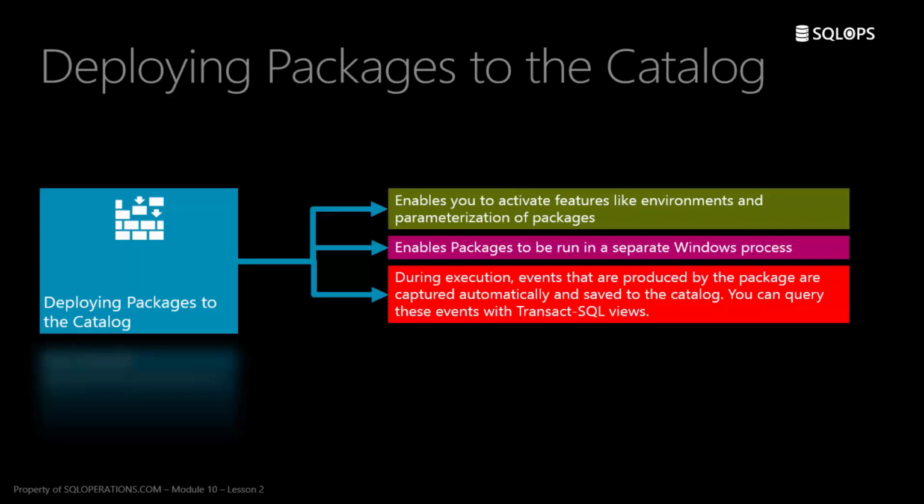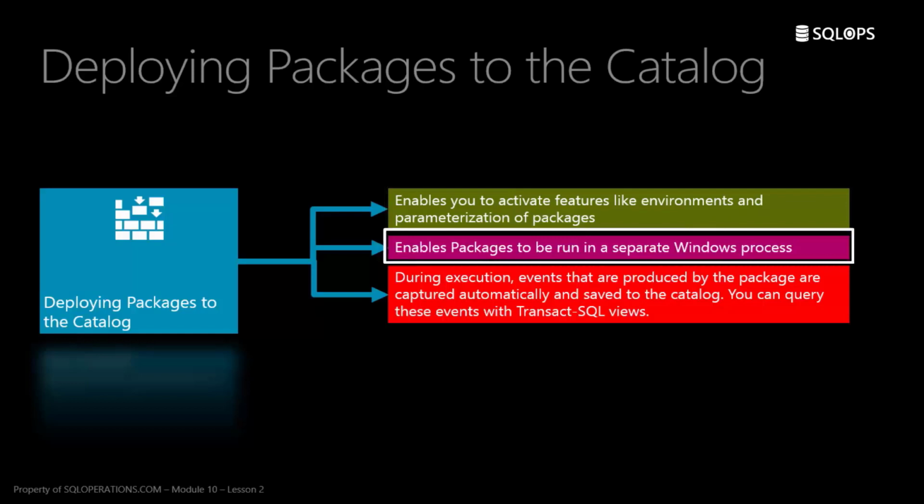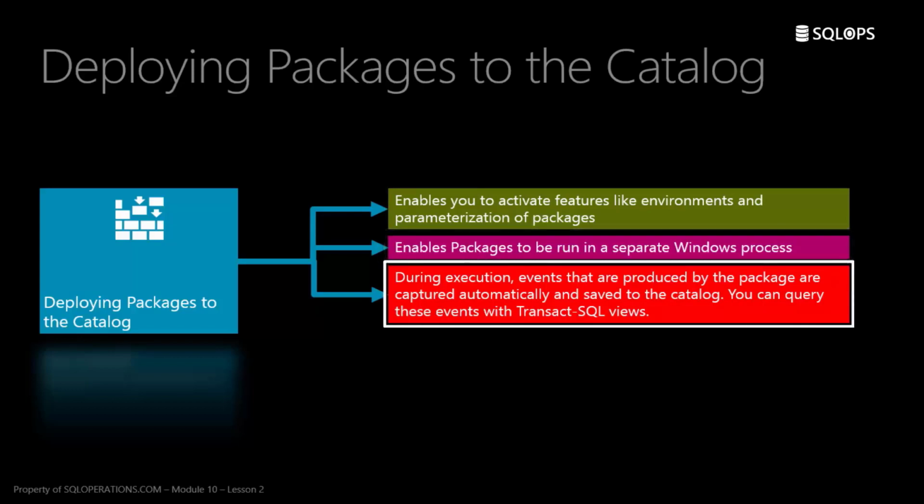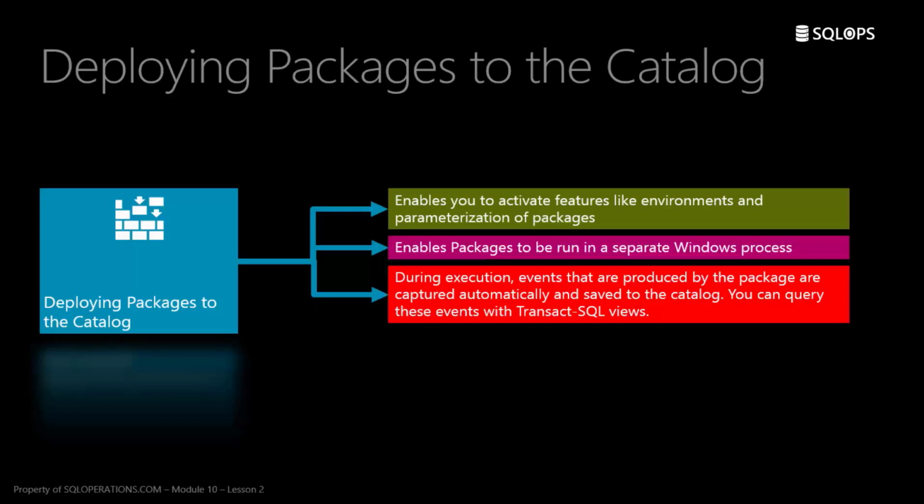By deploying packages to the catalog, it enables packages to be run in a separate Windows process. And during the execution, events that are produced by the package are captured automatically and saved to the catalog. These events can be later queried using Transact SQL views. Let's see how to deploy packages to the catalog.